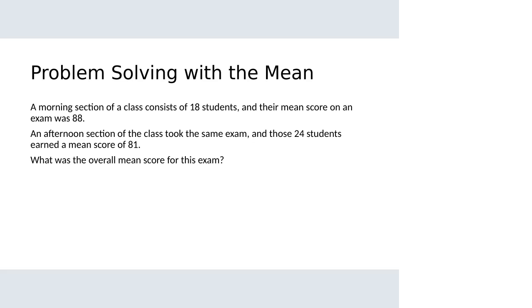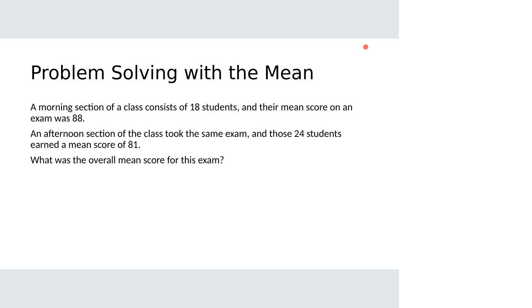An afternoon section took the same exam, and those 24 students earned a mean score of 81. What was the overall mean score for this exam? What you don't want to do here is say, well, there was a mean of 88 and then a mean of 81, so I'll just add those up and divide by 2. That would work if the classes had the same number of students, but they don't. In some ways, this is a weighted average, which we're also going to look at later on.